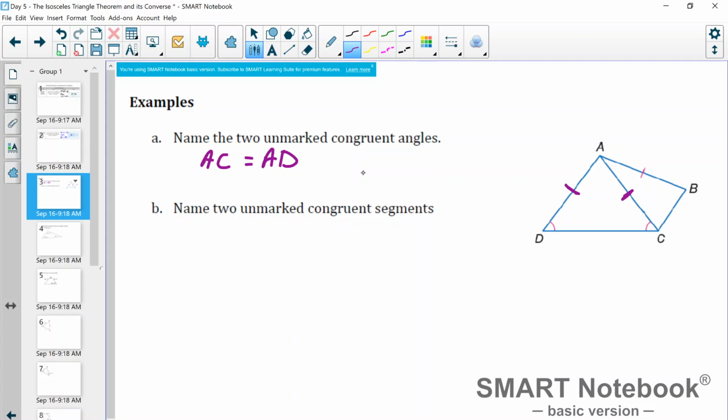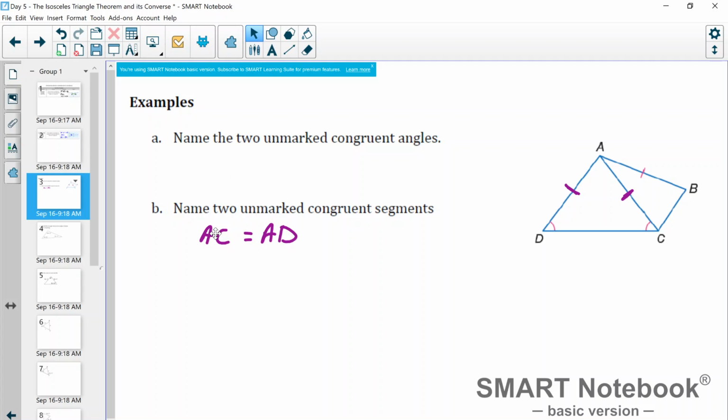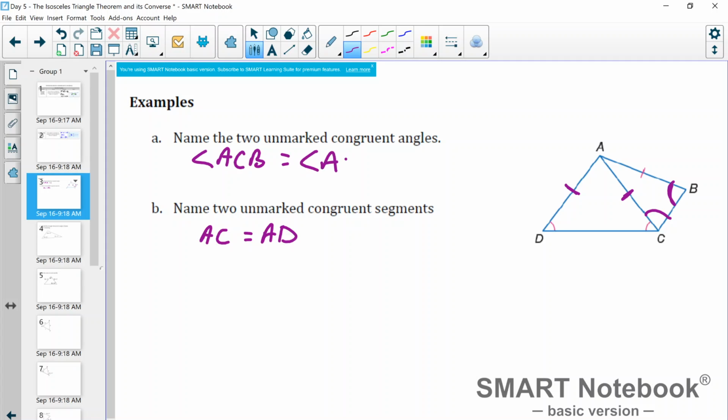And the unmarked congruent segments, same thing. These are the congruent segments. The unmarked congruent angles, here we have the two sides are the same, so we can say the angles across from them are the same. So we can say angle ACB is equal to angle ABC.